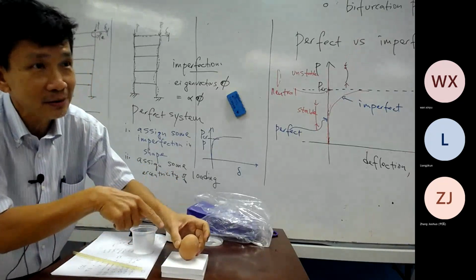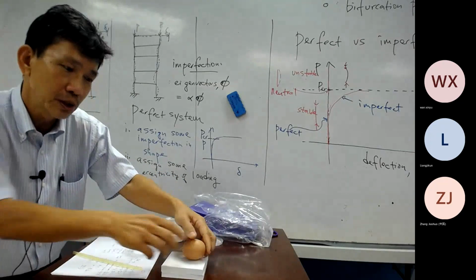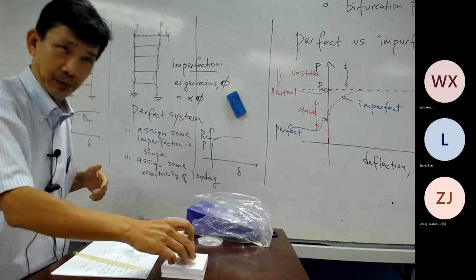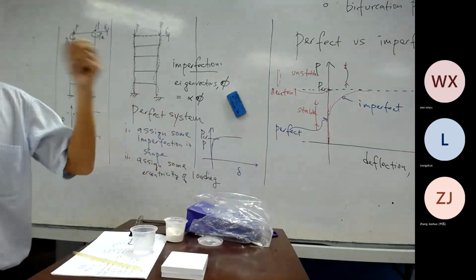The egg cannot stay like that. Because when you disturb this, it will go to a shape like this. When you go to this, it means it goes to some equilibrium shape which is far away from this shape. So what I did just now is unstable.